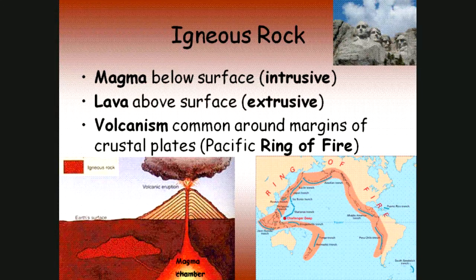Usually, most igneous rock formation is associated in some way with volcanism. And as you learned earlier, the most common places for volcanism would be at the boundaries of crustal plates, like the Pacific Ring of Fire, which runs around the Pacific plate.